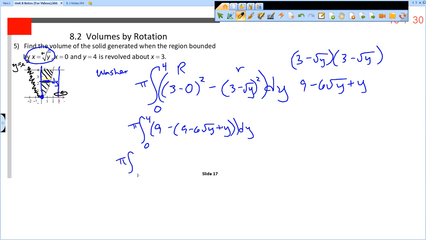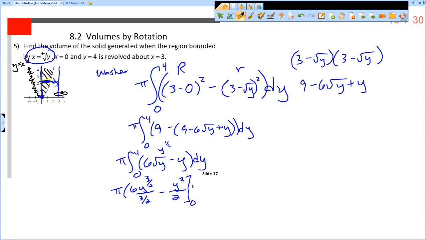And so I have pi times the integral from 0 to 4 of 9 minus 9, of course, that's 0. Then distribute there, so I get positive 6 root y, and then minus y, and then dy. So now this becomes a relatively easy integral to carry out. So I have pi times the integral of 6 root y. So that's going to be 6 times, now remember, y is really y to the 1/2, so it becomes y to the 3/2 divided by 3/2, minus y squared over 2, and then I'm going to evaluate from 0 to 4.